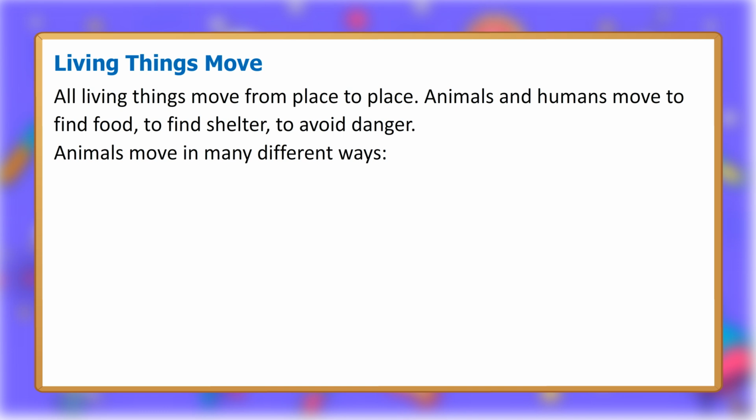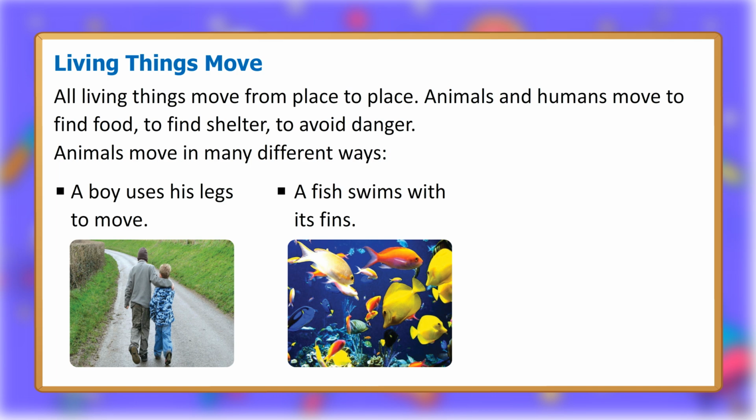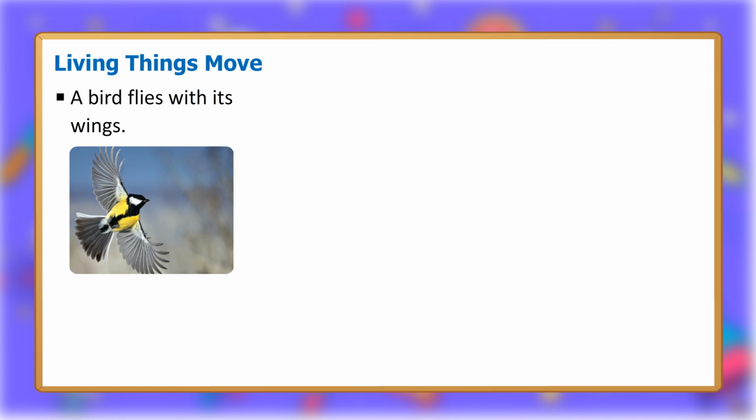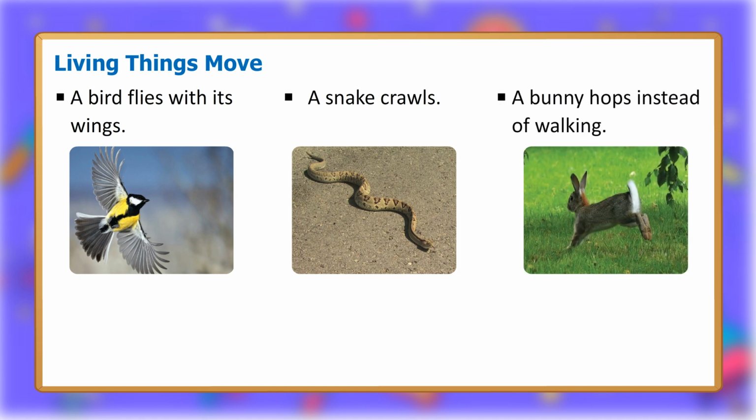Animals move in many different ways. A boy uses his legs to move. A fish swims with its fins. A monkey jumps from tree to tree. A bird flies with its wings. A snake crawls. A bunny hops instead of walking.